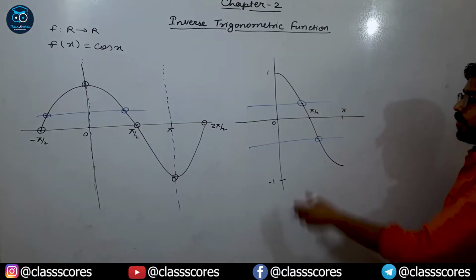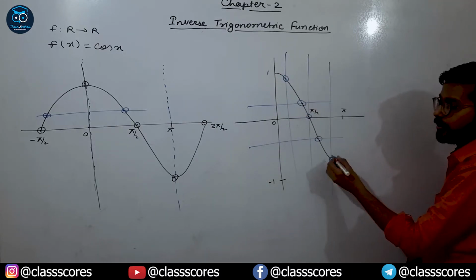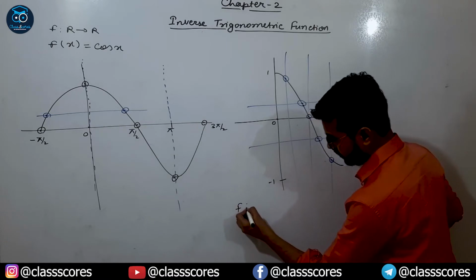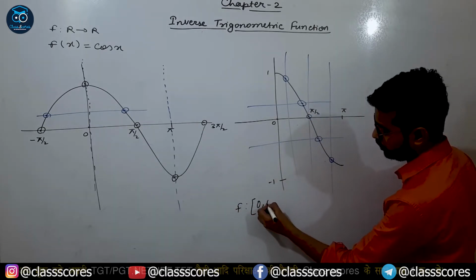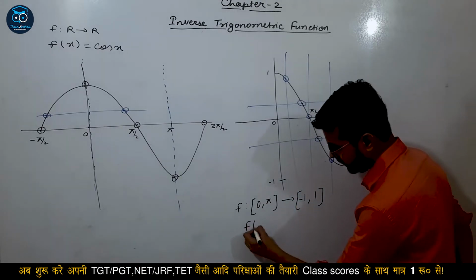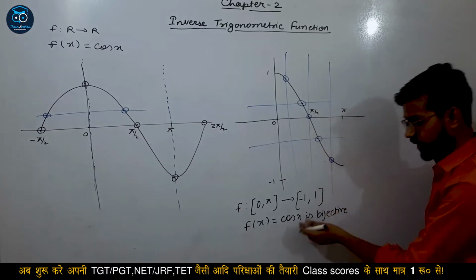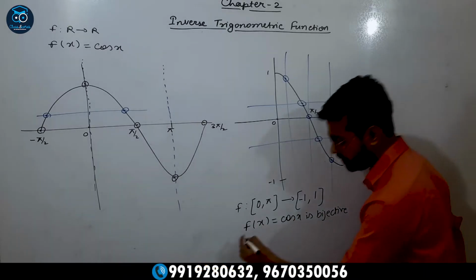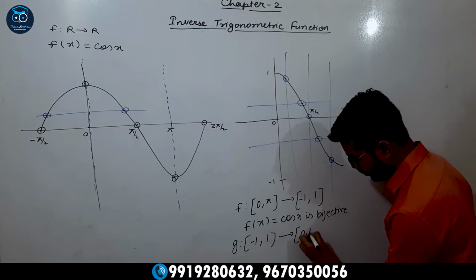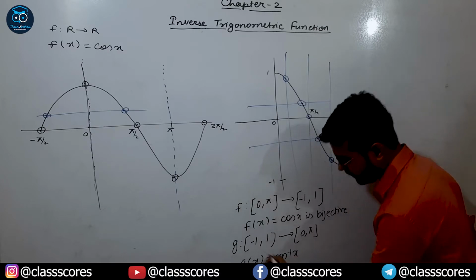If we need to check onto, we can draw any parallel line through the y-axis. It will cut at 1 point each time. Clear? Means the function is bijective from 0 to pi changes to -1 to 1, and the function f x equals to cos x is bijective. And if the function is bijective, then we are able to find the inverse. What was the inverse? -1 to 1 changes to 0 to pi, and the function will become g x equals to cos inverse x.